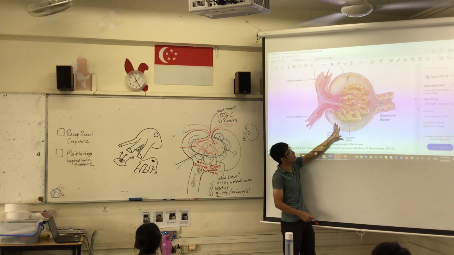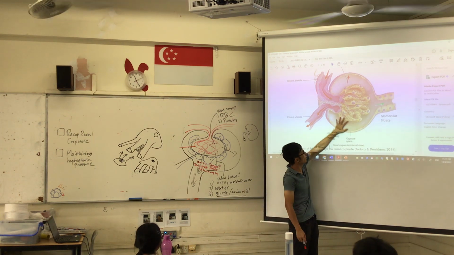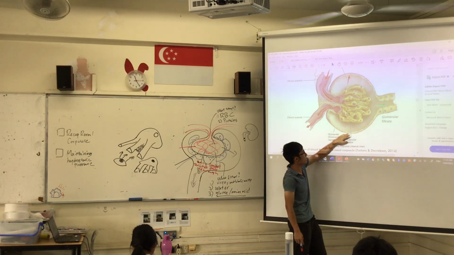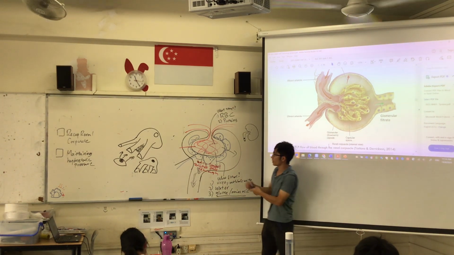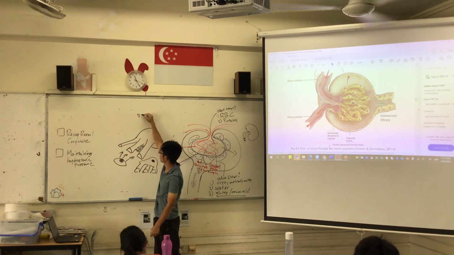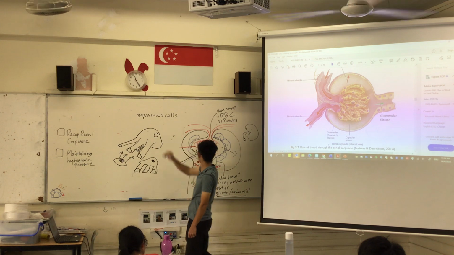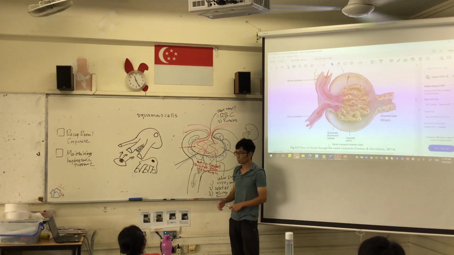So far, only focus on these cells here. What about all these cells lining the Bowman's capsule underneath the basement membrane? There's a name for them, but I do not need you to know the name. They are called squamous cells. FYI.